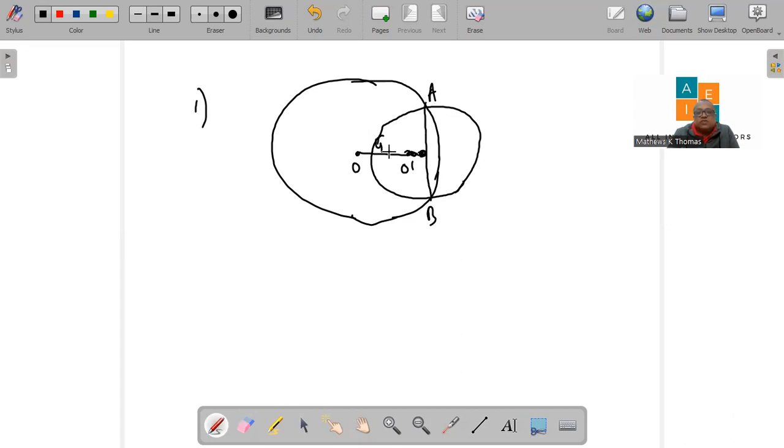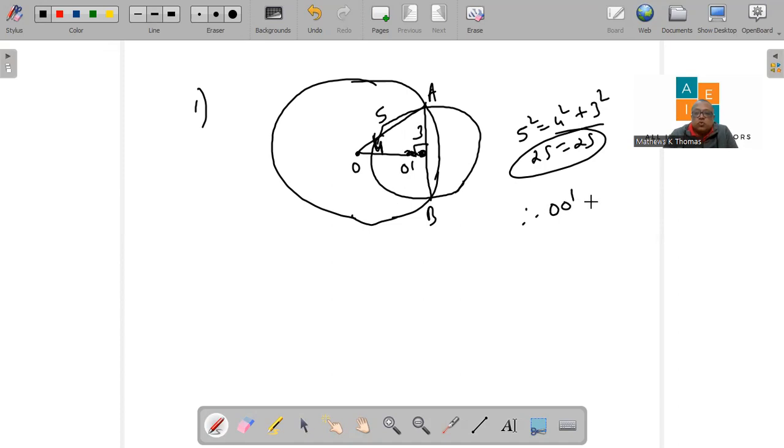The length of the common chord is AB. This is given 5. The distance between the centers is 4 and the small radius is 3. Now if you look at 5, 4 and 3, these are Pythagorean triplets. 5 squared equals 4 squared plus 3 squared, 25 is 25. Whenever we have Pythagorean triplets, we can say that this angle is 90. Therefore, OO dash is perpendicular to AB, right? Once we know that the bigger radius is 5, the smaller radius is 3, and the distance between the centers is 4, these form a Pythagorean triplet.